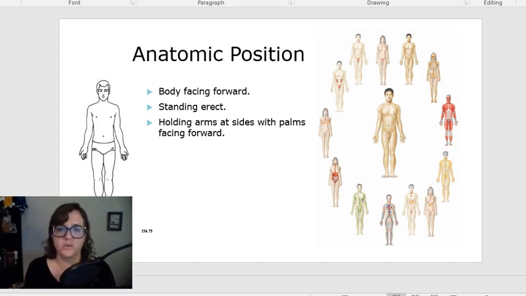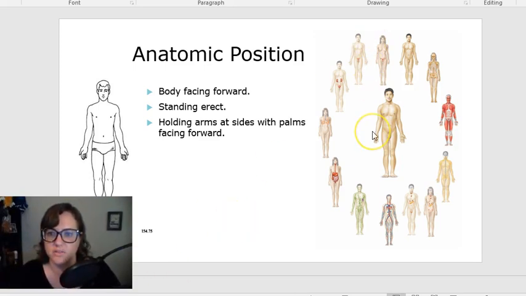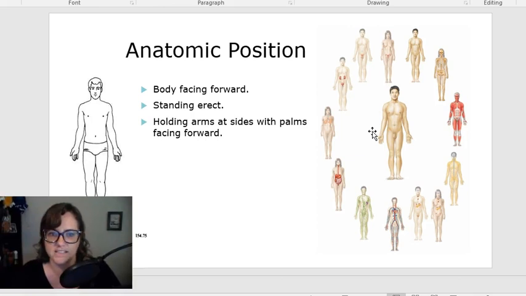And the reason, as you'll see when we do bones, is that it makes your radius and your ulna not cross over each other, so they're lying flat. If you go back to our little circle of people standing around with various pieces of their body standing out, which ones are in anatomical position? I'm going to give you a couple seconds.